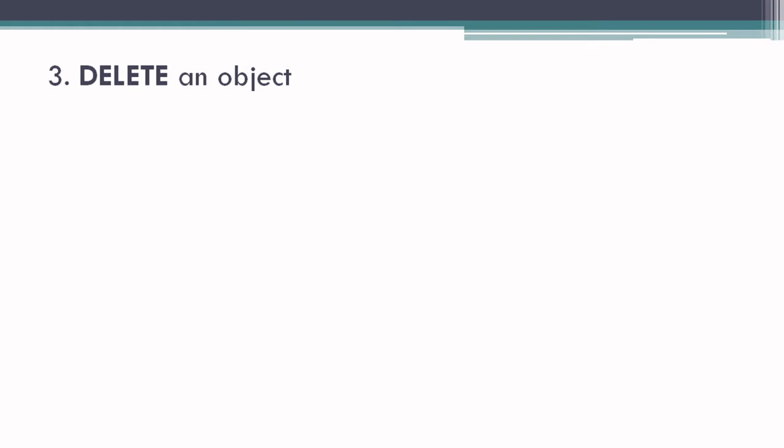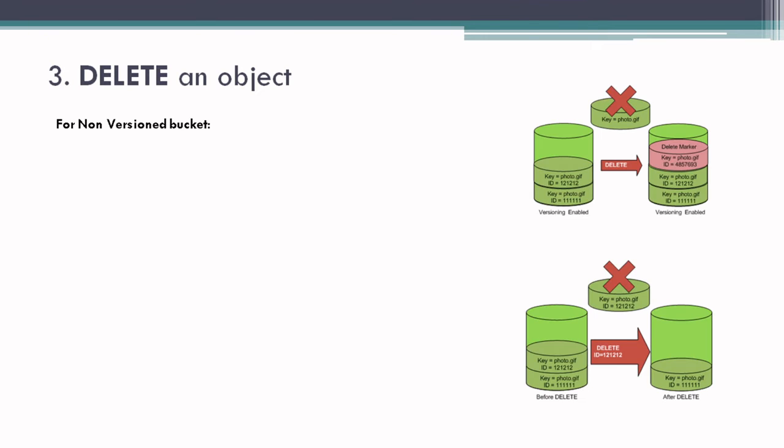Now moving to the third action, that is delete an object. What happens when you delete an object from a non-versioned bucket? An object is permanently deleted and cannot be recovered. You have only one single object with the version ID null. So when you call a delete request, your object will get deleted permanently, and you cannot retrieve it or recover it.